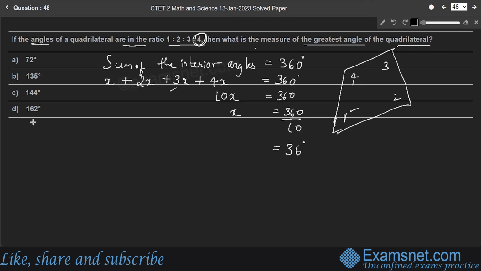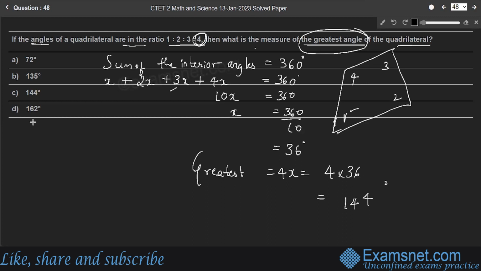36 degree. Here, the measure of the greatest angle, greatest angle is 4x. Therefore, it is 4 into 36. X is 36 here. So 4 into 6, 24. So yes, 144. Greatest angle measures 144 degree, right? And so option C is the right answer.